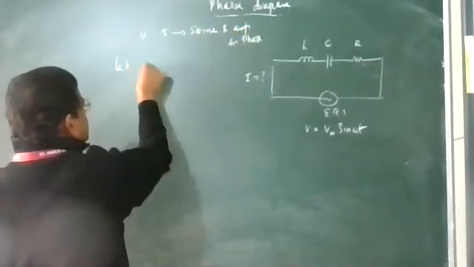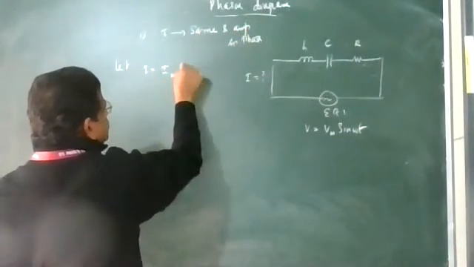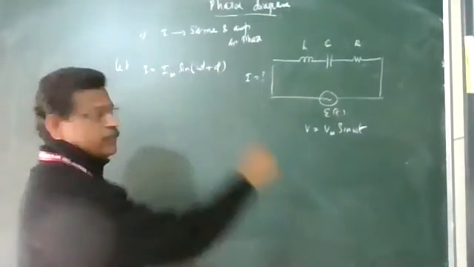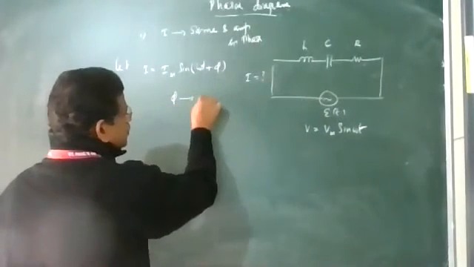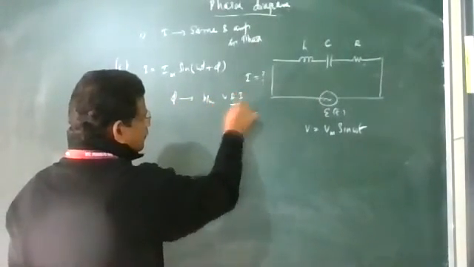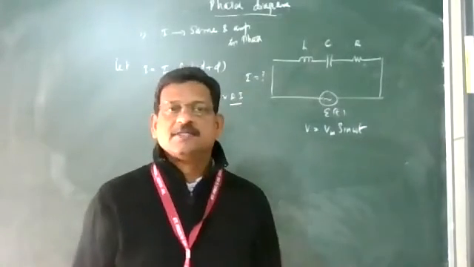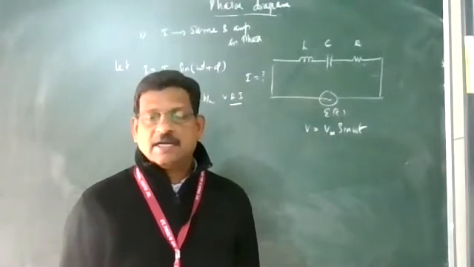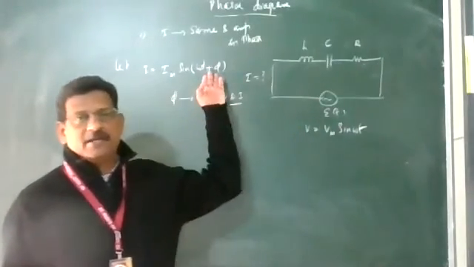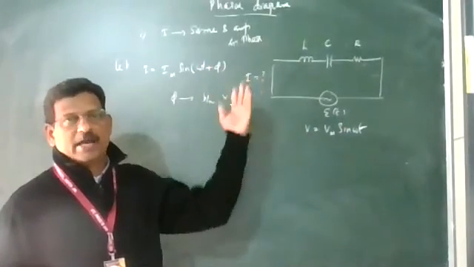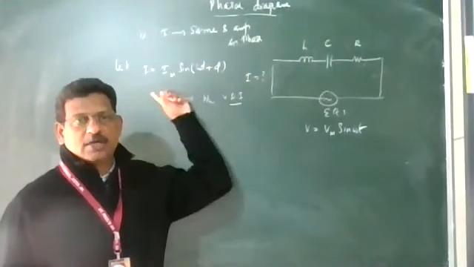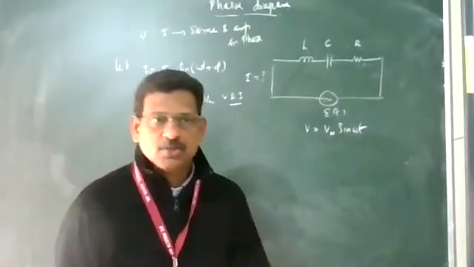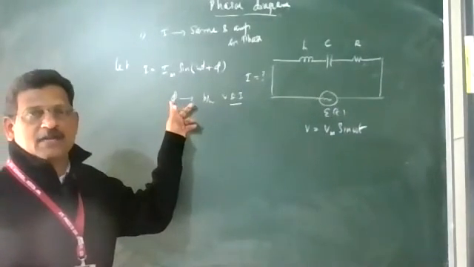Let the current be represented as I equal to Im sin(omega t plus phi), where phi is the phase difference between voltage and current. We have seen that for a resistor they are in phase, so the difference is 0. In a capacitor, current leads by 90 degrees; in an inductor, current lags by 90 degrees. So phi can be any value between 0 and 90 degrees. So phi is the phase difference, and I represent the current by I equal to Im sin(omega t plus phi). From this equation we start with the phasor diagram.